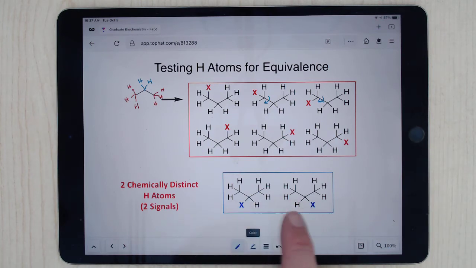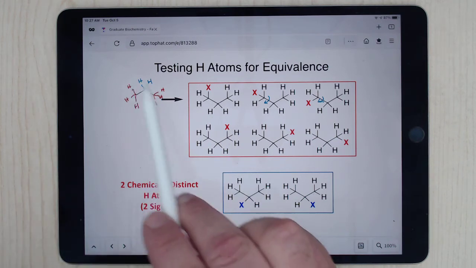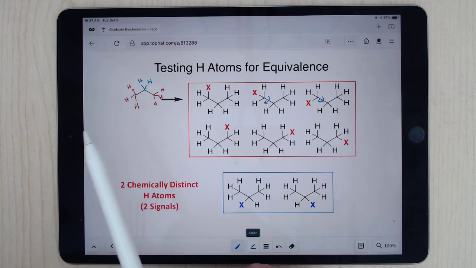Same goes down here with the blue ones. These 2, I can just flip over the molecule, and this one turns into that. So that means the blue ones are equivalent to each other. And so we would get a signal that represents the blue hydrogens there. Okay. So you can have equivalent hydrogens on different carbons.